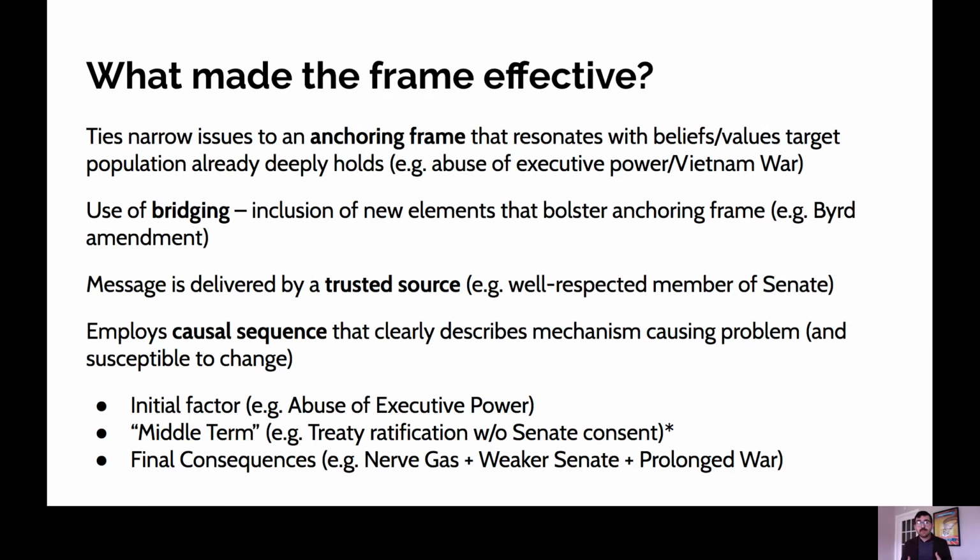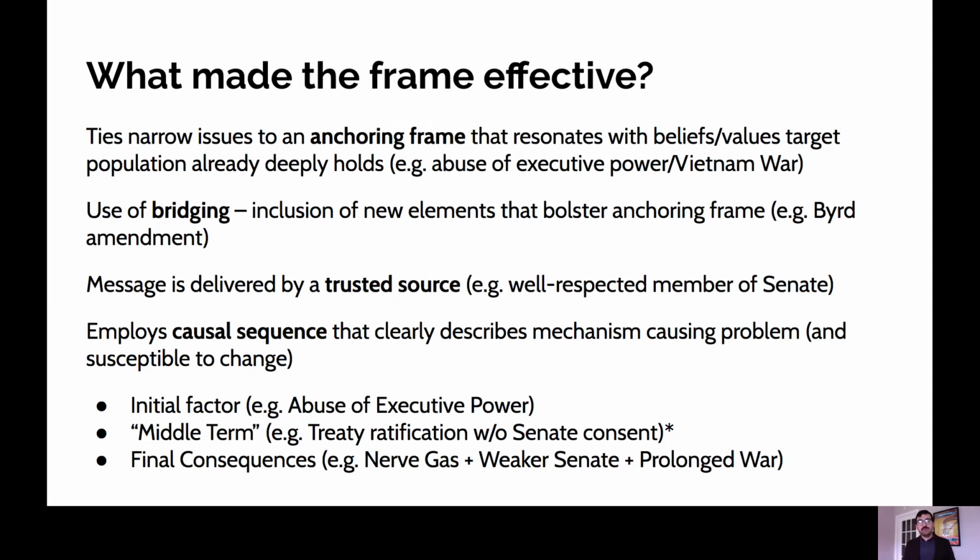So remember that Magnuson's constituents really just cared about the train. Magnuson knew he didn't have to appeal to them. They already cared. He had to appeal to people that didn't necessarily care about this issue. And so he had to tie it to an anchoring frame, right? A big issue that resonated with the beliefs and values of those other senators. And this was about the abuse of executive power and the Vietnam War.